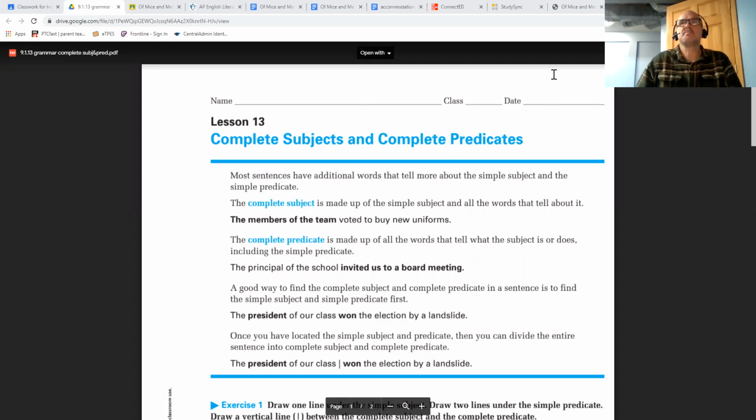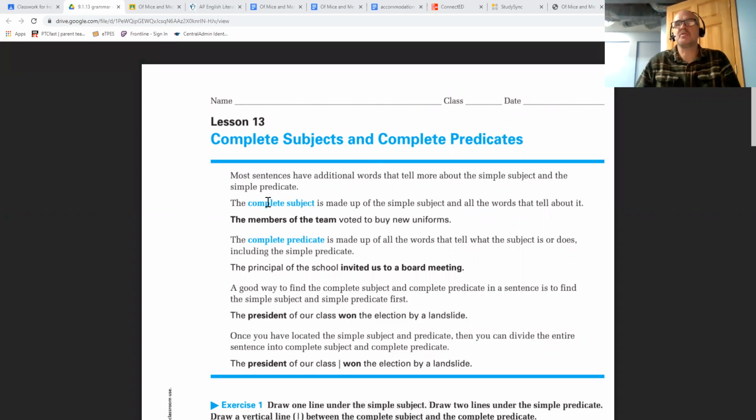So we did simple subject and simple predicate, and that is going to help us figure out how the whole sentence is put together as far as the complete ones as well. Reading through the instructions here, most sentences have additional words that tell more about the subject and a simple predicate. In my own words, those can come in the form of adjectives or adverbs, or very often prepositional phrases. You'll notice that prepositional phrases are all over the place. There are really common ones that start with in, around, from, to, and things like that.